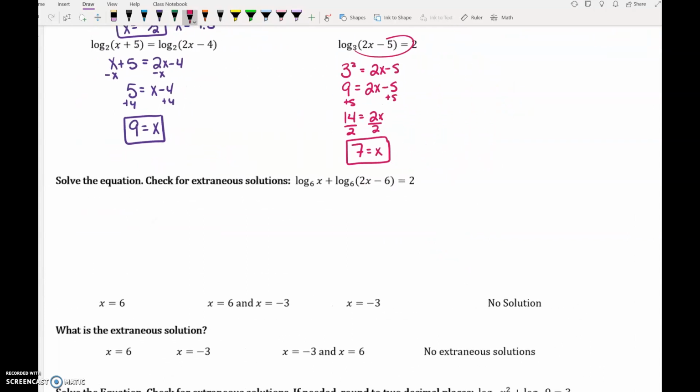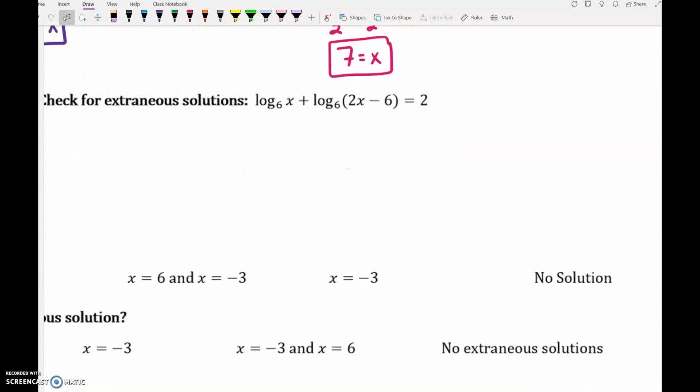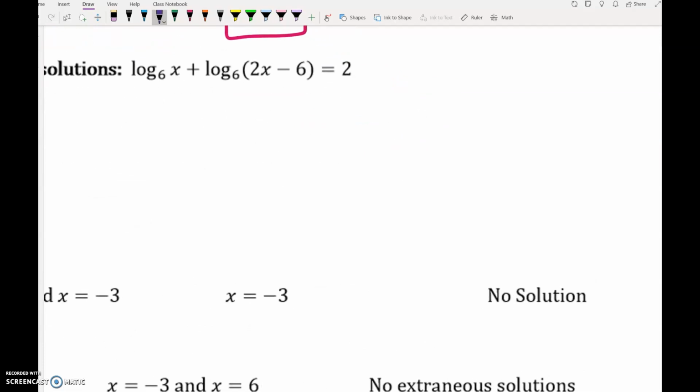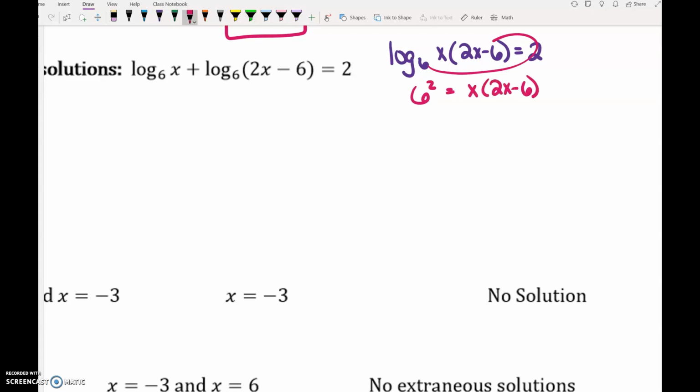Okay. Solve the equation, check for extraneous solutions. This is the one where we need to condense first. So we've got log base 6 of x times 2x minus 6 equals 2. We then do the log ride and get 6 squared equals x times 2x minus 6. Okay, I multiply that out, and I have 36 equals 2x squared minus 6x, and get 0 on one side.